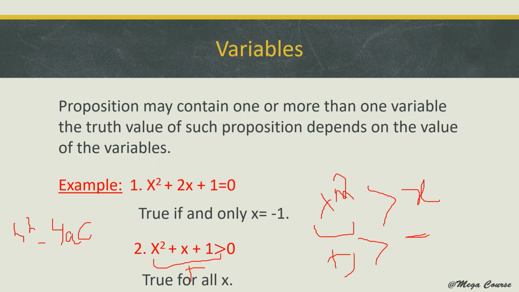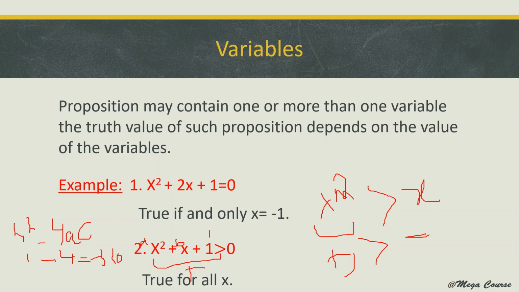This is a, which is 1. This is b, which is 1. And this is c, which is also 1. So you are going to have 1 minus 4, which is minus 3, which is negative. So whenever delta is negative, this means that this equation has no solution. So it's never going to be 0.